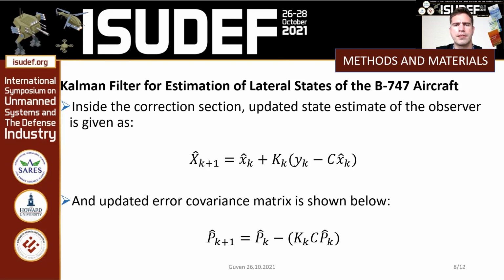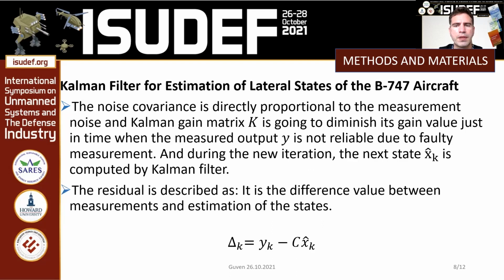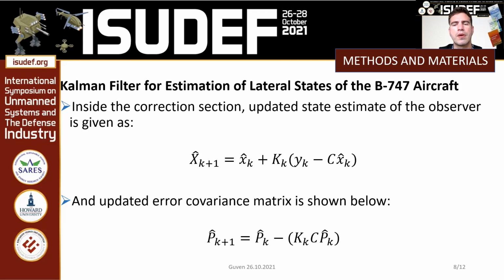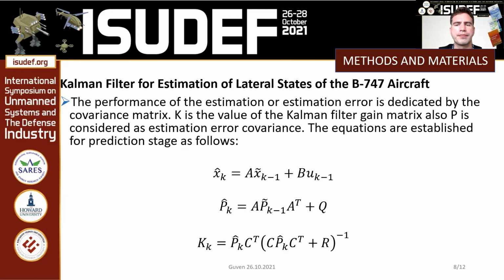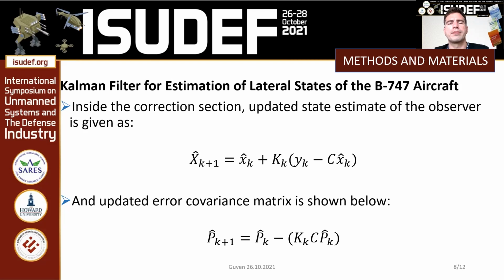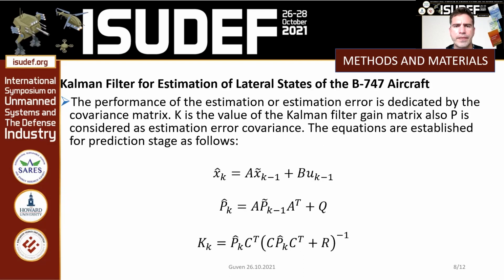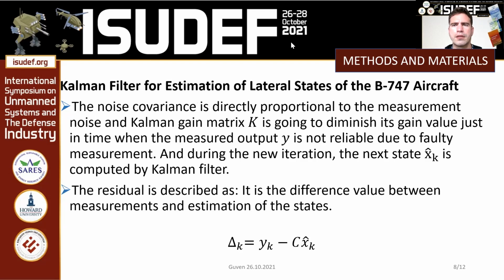Here, capital X k plus 1 is the estimate of the observer. It is done by taking the state, oh God.